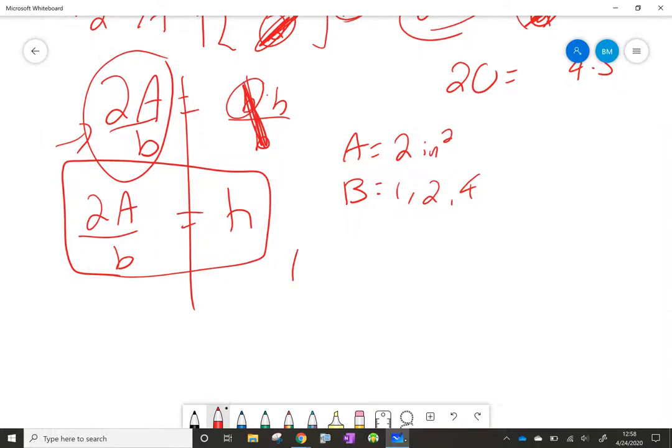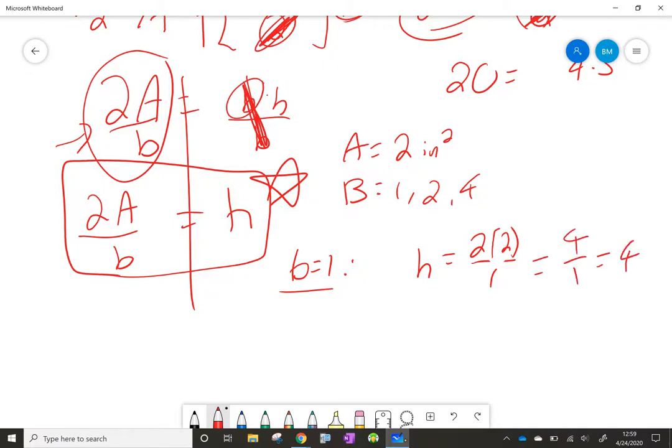So if b is 1 inch, let's use our formula, right? h is equal to 2 times a over b. That's our new formula, remember? So remember, area is 2, so I'll plug in 2 for the area. So that'll be a 2 times 2 at the top. And then I'm using b as 1 in this case, so plug in 1 for b. So that'll leave me 2 times 2, which is 4. 4 divided by 1 equals 4. So height is equal to 4. So a base of 1, height would equal 4.